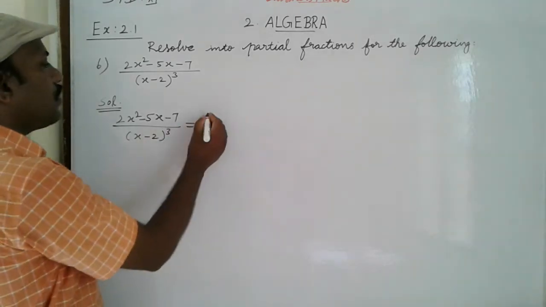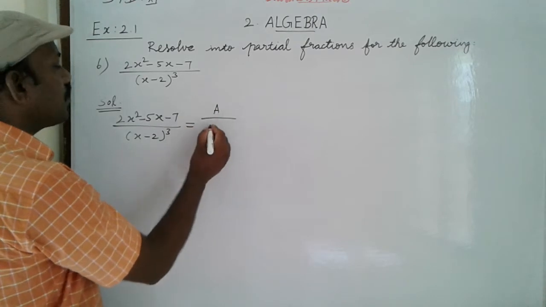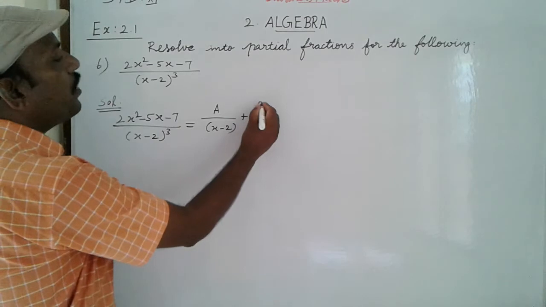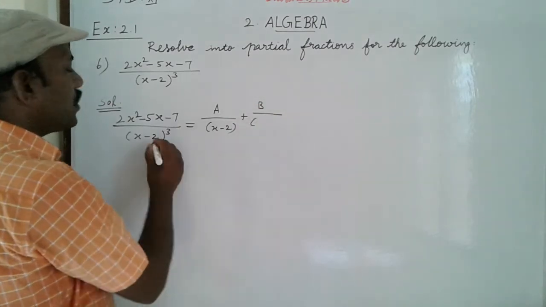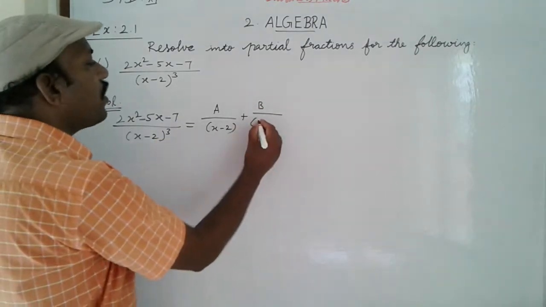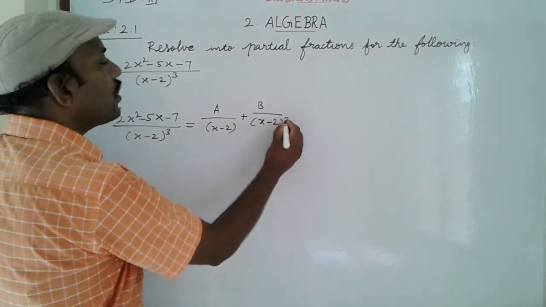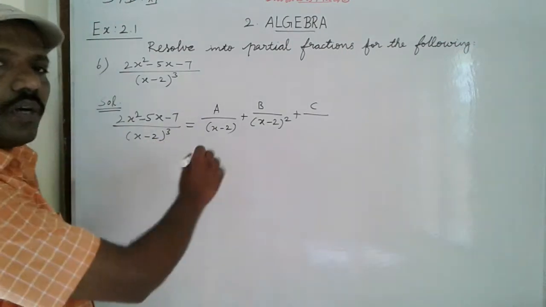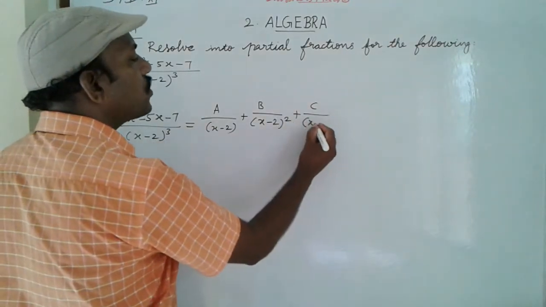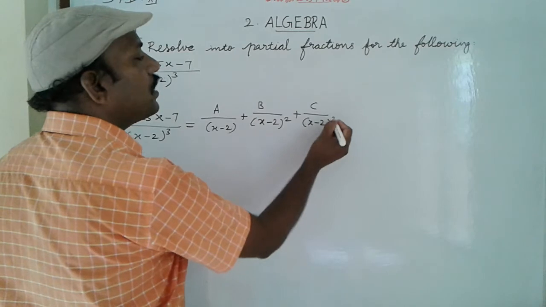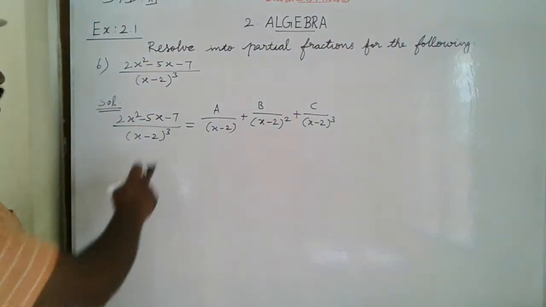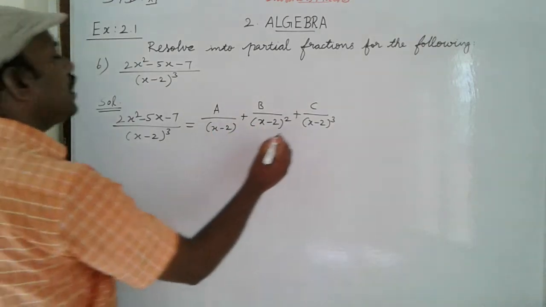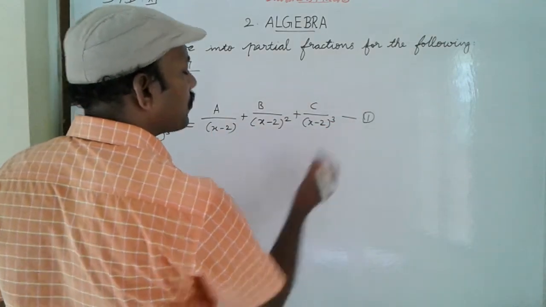A divided by the least power is what? (x − 2): A/(x − 2) plus B/(x − 2)², increasing one power, plus C/(x − 2)³. Then n is over, 3 is the power, 3 is over. That's all the formula we should apply. This is equation number 1.